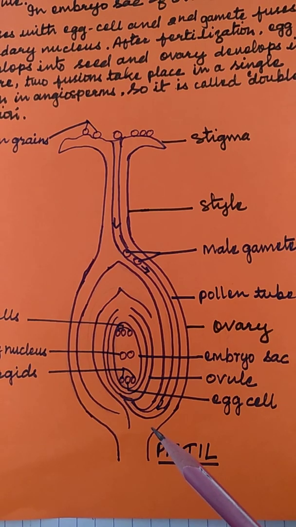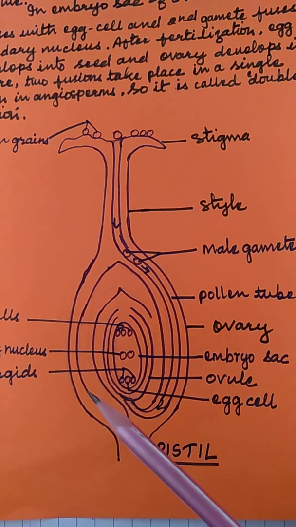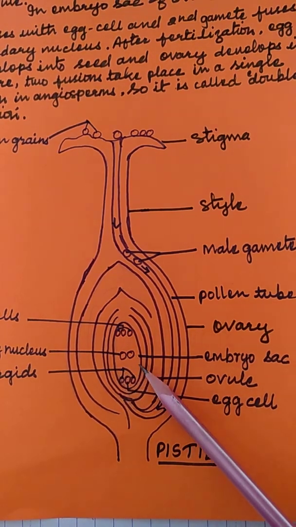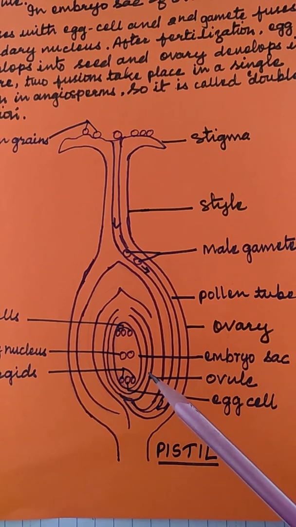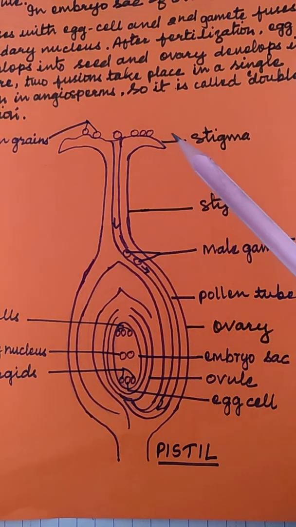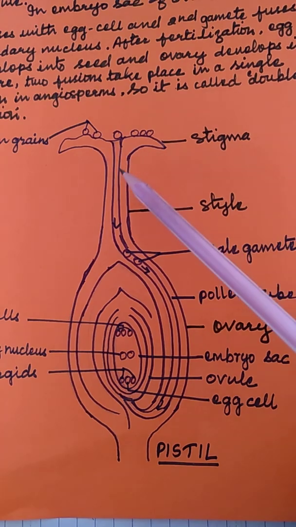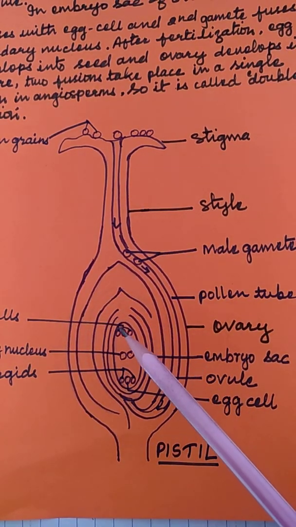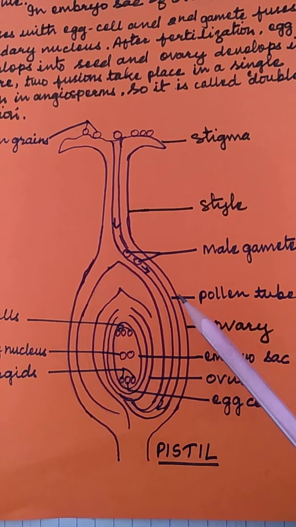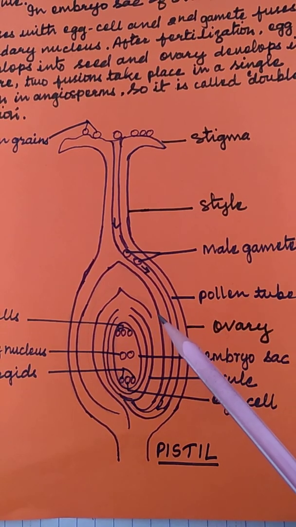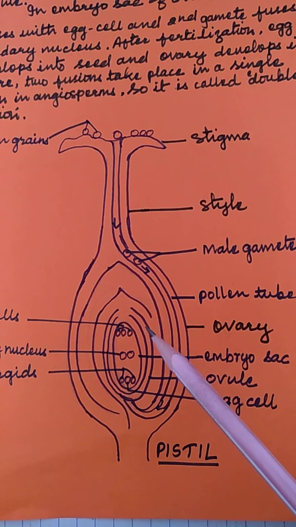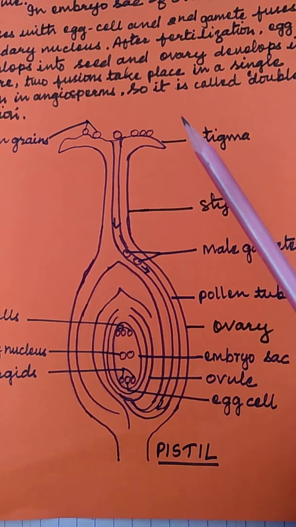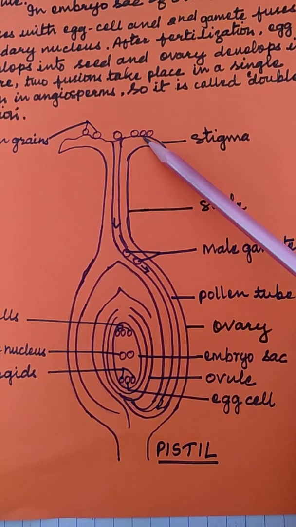So this is the diagram of the pistil, the female reproductive part. Okay, stamen, sepal, petal need not be shown over here. This is the pistil part, which is the female reproductive part, and the pistil is made up of 3 parts: stigma, this upper part, style, this slender one, and ovary, this swollen part. Okay, so stigma, style, ovary. So these 3 parts are shown here.